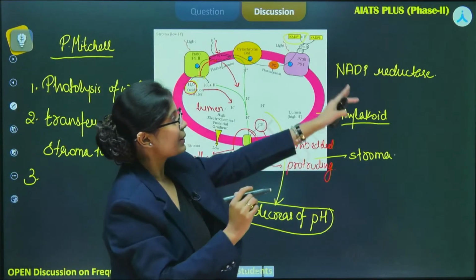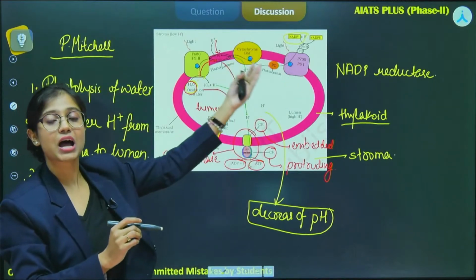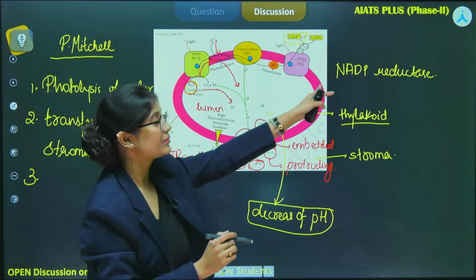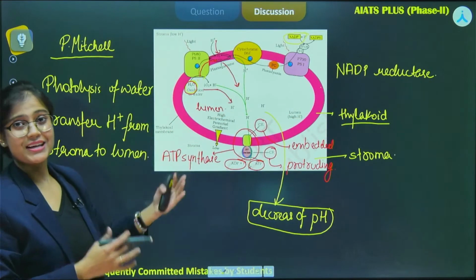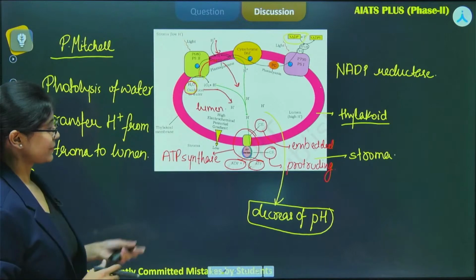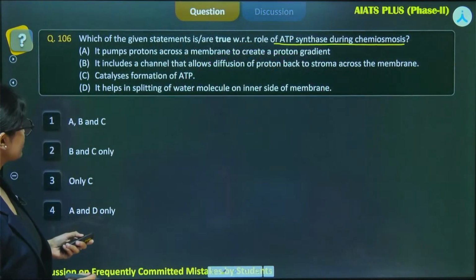One more thing, remember that NADP reductase enzyme is present towards the outer side of the outer membrane of thylakoid membrane. Outer thylakoid membrane, okay? This was asked in the previous year NEET exam. So this is the complete case. Now let's get back to the question.